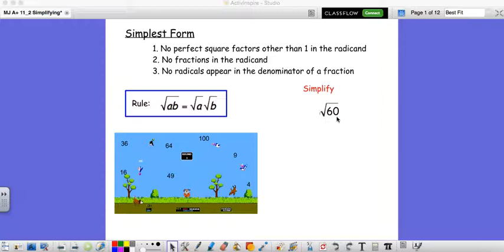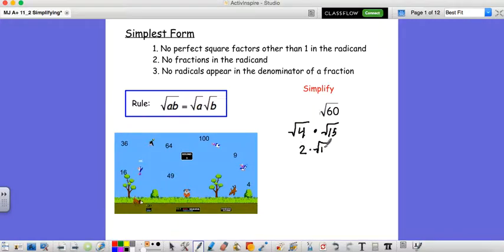So we're asking which of those numbers would divide 60 evenly? Well, the answer in this case would be 4. 60 divided by 4 gets us 15. So this is the square root of 4 times the square root of 15. Just going off of this rule, because 4 times 15 is 60. So now what we do is we can simplify the square root of 4. The square root of 4 is just 2. So we have 2 times the square root of 15.